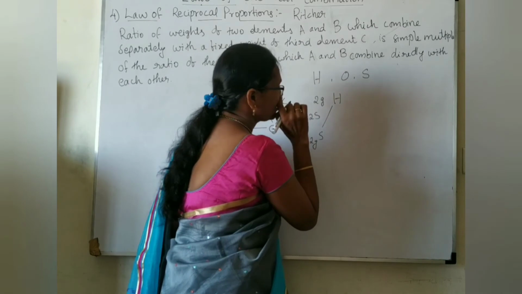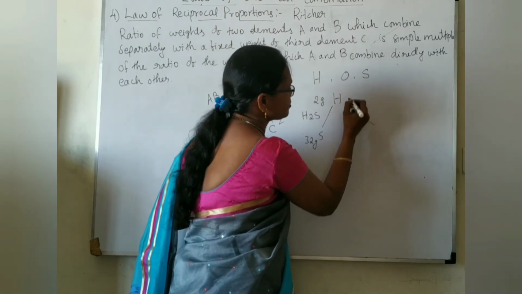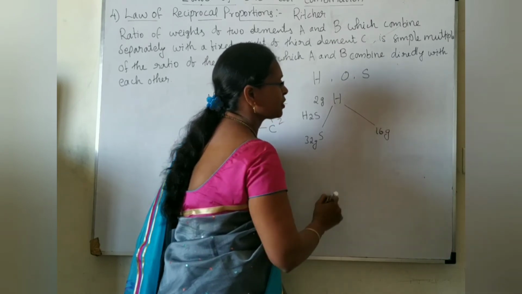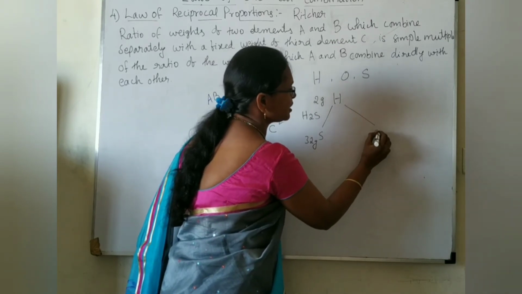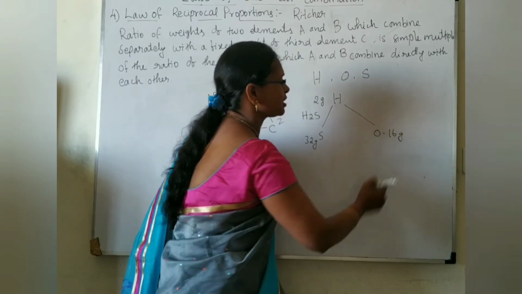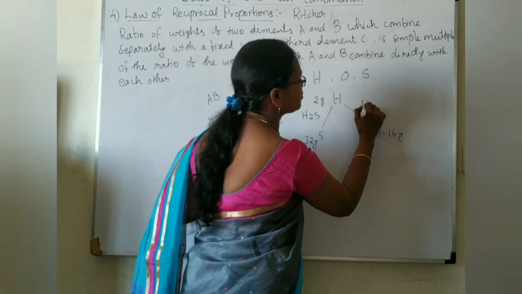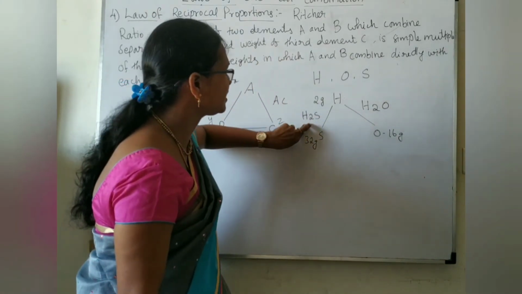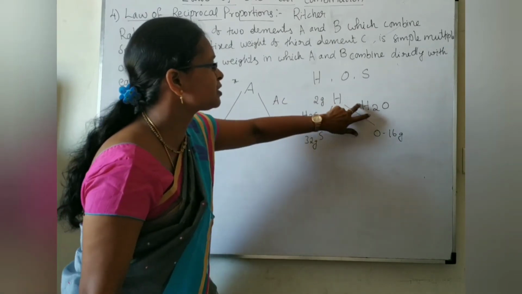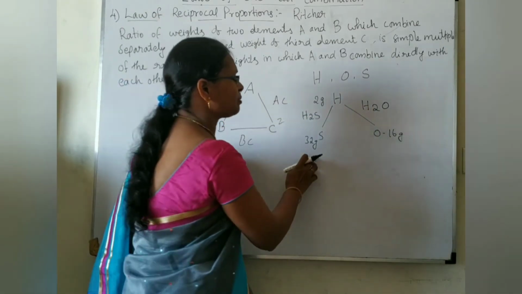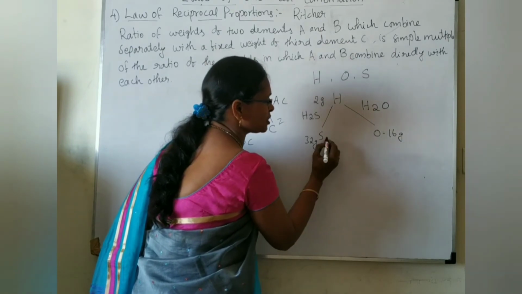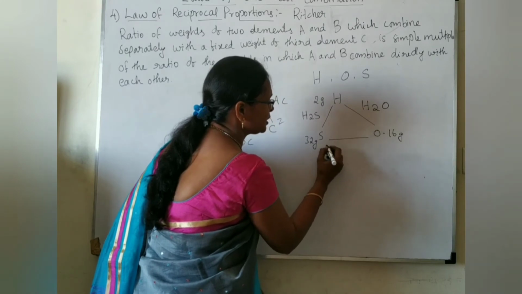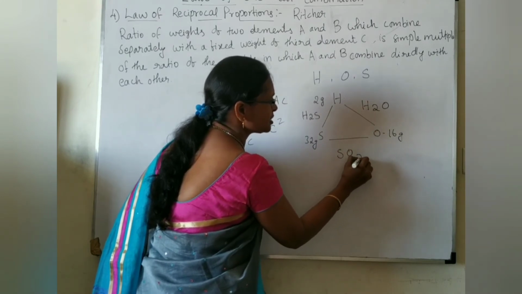The same thing: hydrogen, here 2 grams of hydrogen only, reacting with 16 grams of oxygen, forming the compound H2O. So here in hydrogen sulfide and water, the hydrogen weight is the same, 2 grams here and 2 grams here. And you take here 32 grams of sulfur and 16 grams of oxygen.